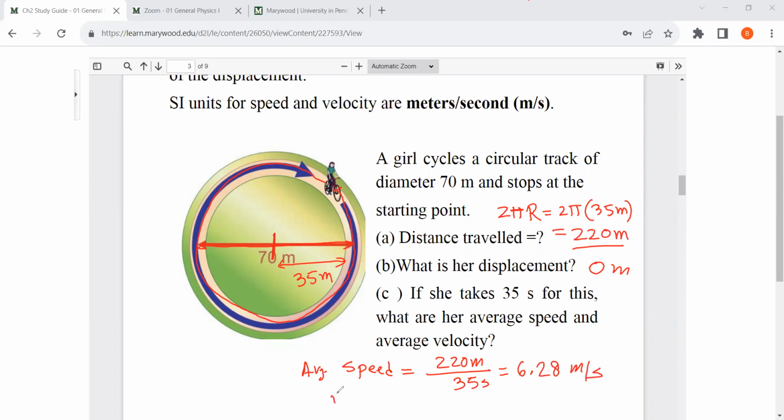Average velocity is equal to displacement delta x over delta t. Delta x is equal to 0 and delta t is 35 seconds. So the average velocity is 0 as well. Because the displacement is 0, the average velocity is 0, but the average speed is not 0. So try to understand this. We can have an average speed, but the average velocity could be zero. This is one of the examples.